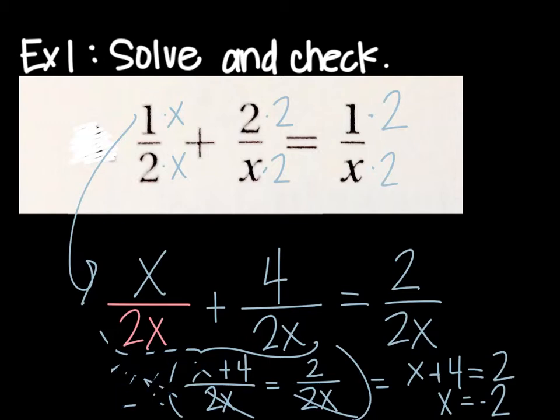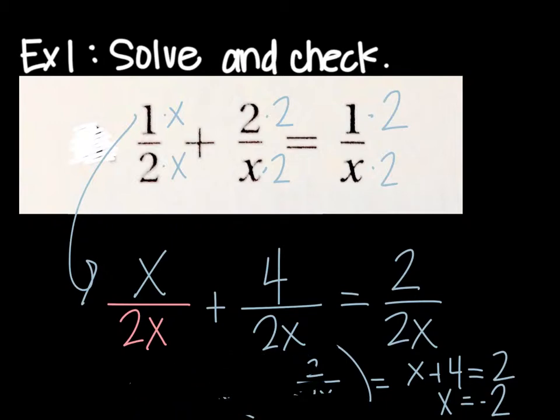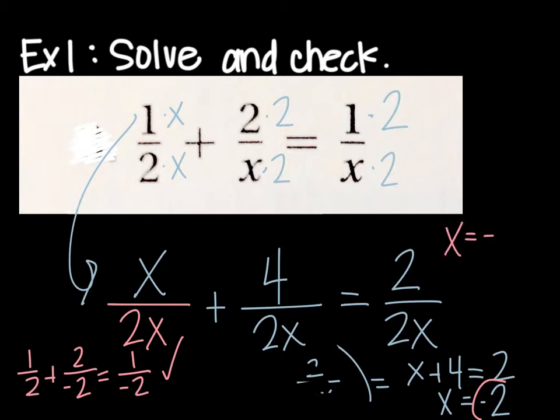Now you also have to check your answer. I'm going to erase a little piece of my work and I'm going to check my answer. And how do you check your answer to an equation? You plug it in. So it's going to be 1/2 plus 2 over negative 2 equals 1 over negative 2. So it's 1/2 plus negative 1 equals negative 1/2. And that is true. So I know my answer is correct. So my answer to my equation is x equals negative 2.